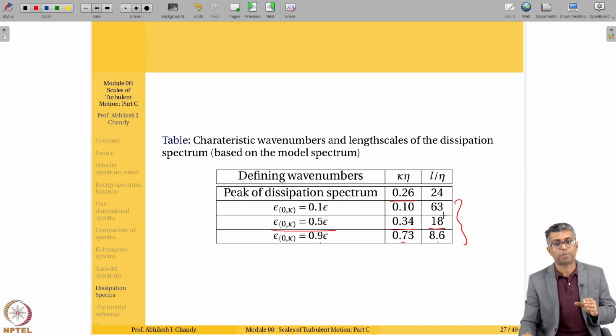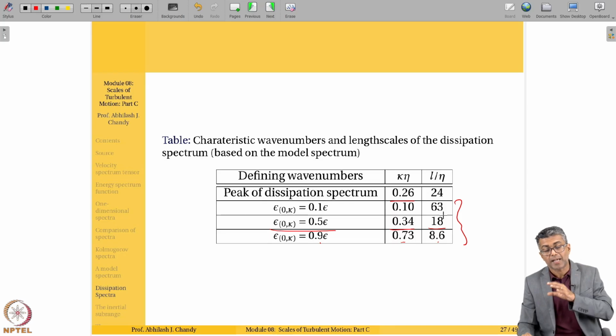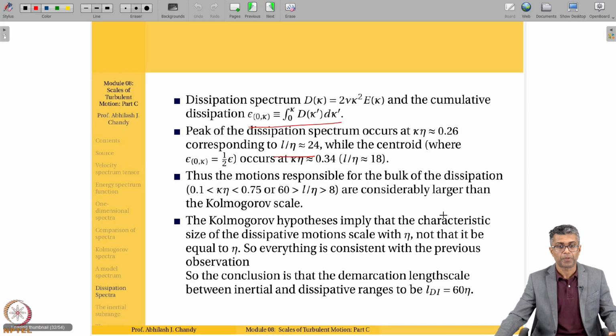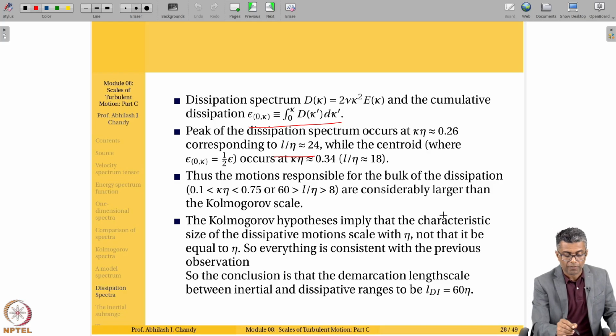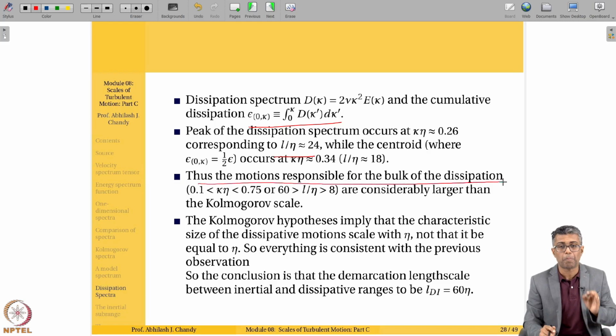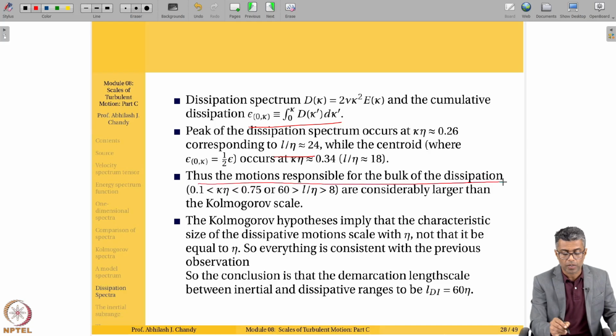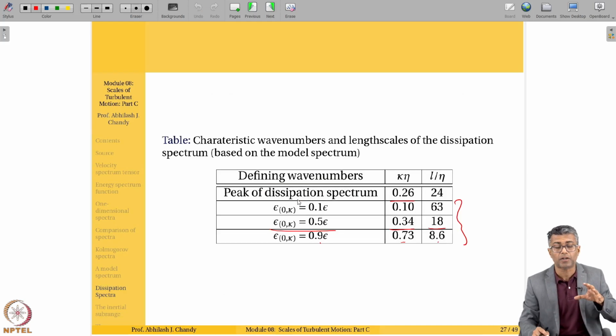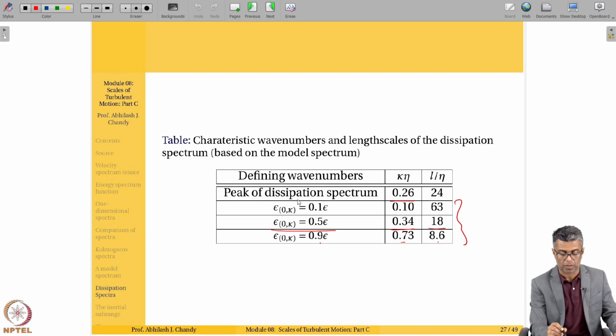80% of the dissipation occurs there. The peak of the dissipation occurs at L over eta equals 24. That means 24 times the Kolmogorov scale. 80% of the dissipation occurs between 8 eta and 60 eta. Are you following me? So here the motions responsible for the bulk of the dissipation occur between 8 and 60, 80% of the dissipation, right?